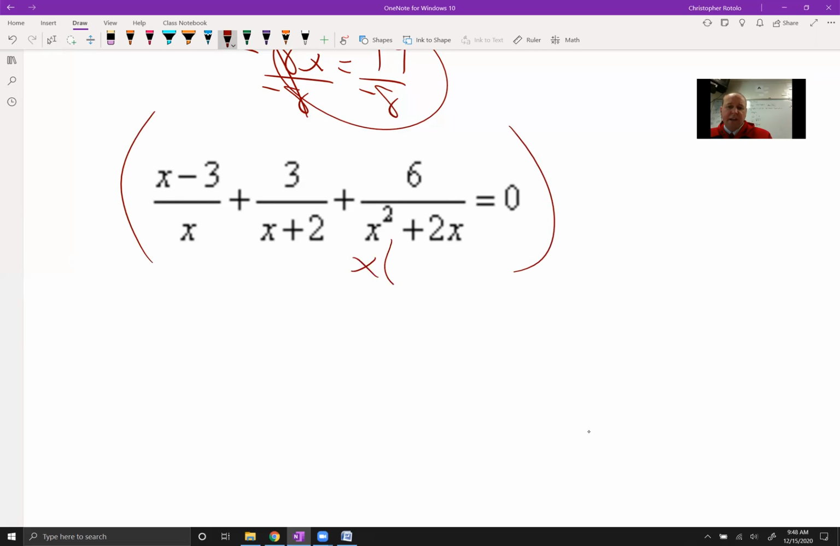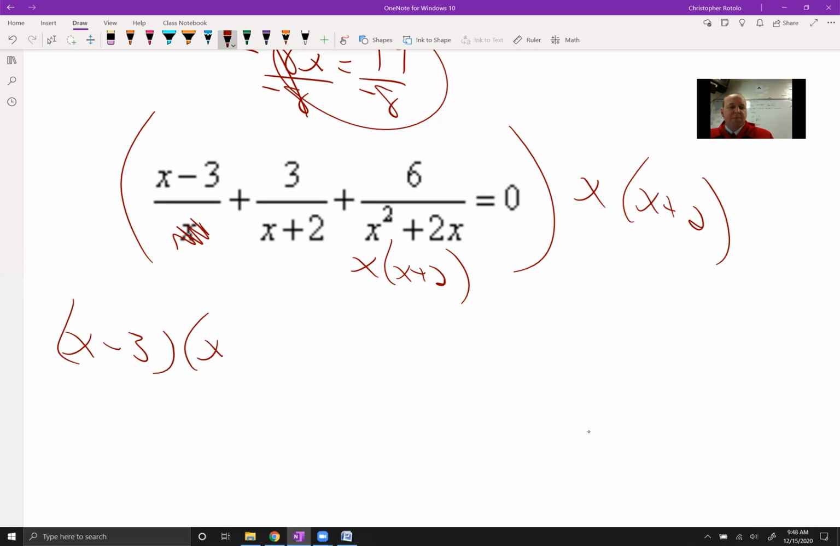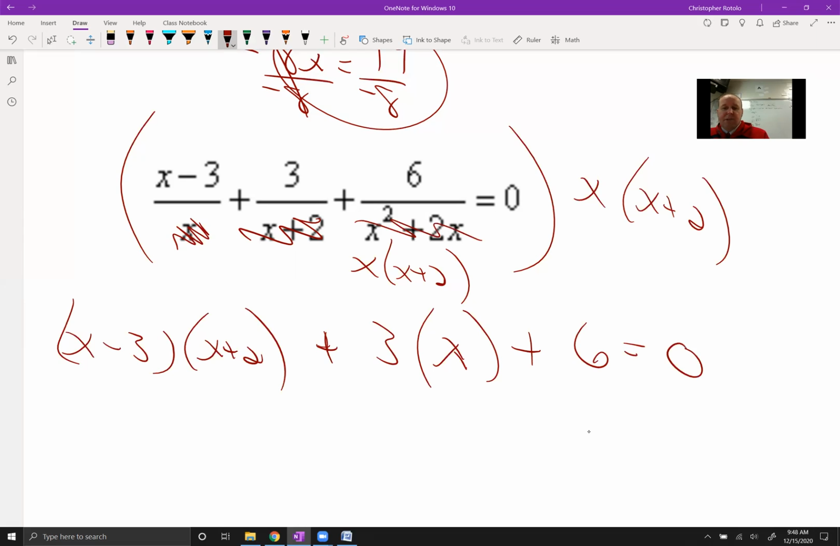All right, this one is x and x plus 2. So if I just multiply by x and x plus 2, that'll fix all of that. I'm going to leave it separated as I multiply, so I know that this one goes away. So I have x minus 3 times x plus 2, that makes up my very first term, plus 3. x plus 2 is going to cancel, so it's just x. That's a little bit nicer. Still get a quadratic from the first term. Plus, now the whole thing cancels out, so 6 equals 0 times this whole mess would be just 0.